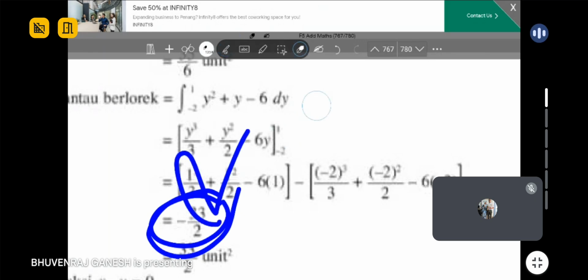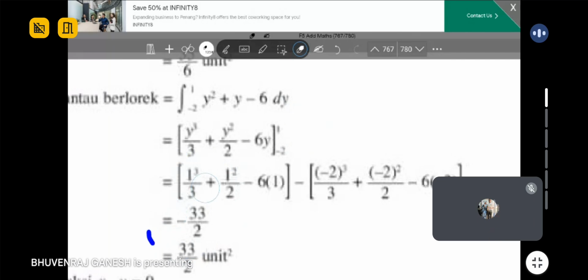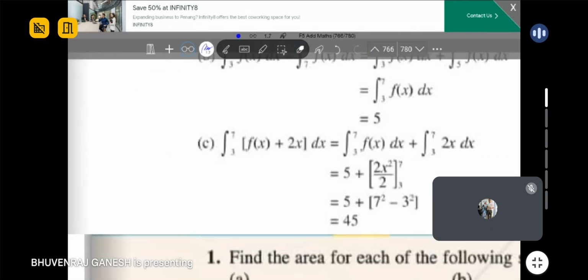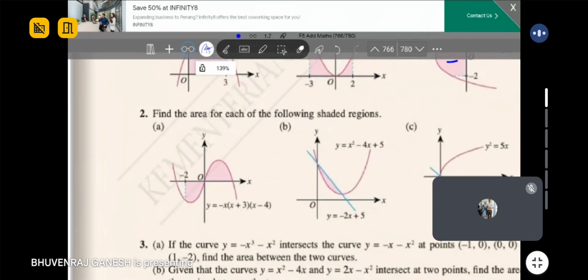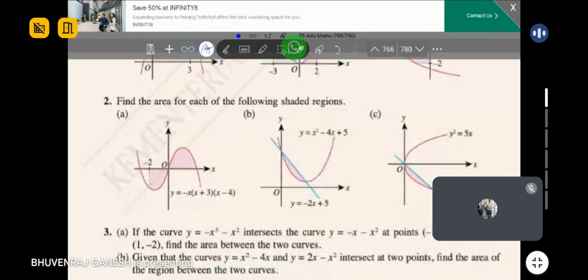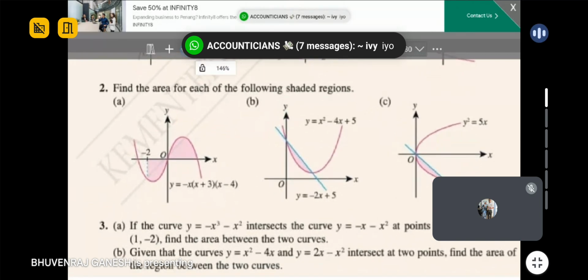Okay guys, can you all understand? Ini adalah konsep dia. Okay, okay. So for question number 2, any question guys yang kamu nak saya bincang? Soalan 2.